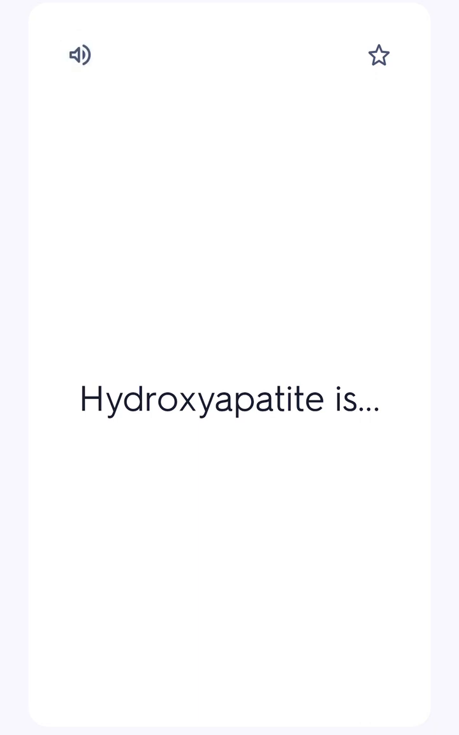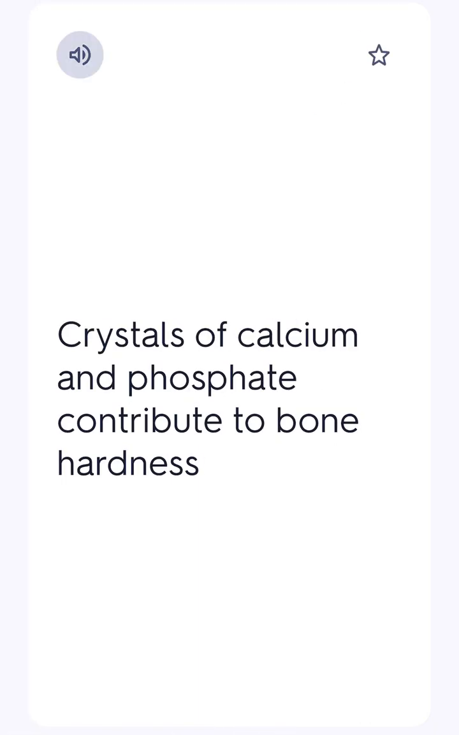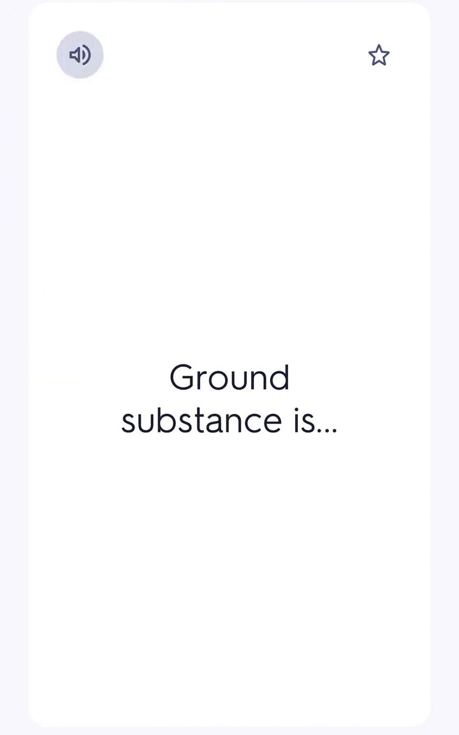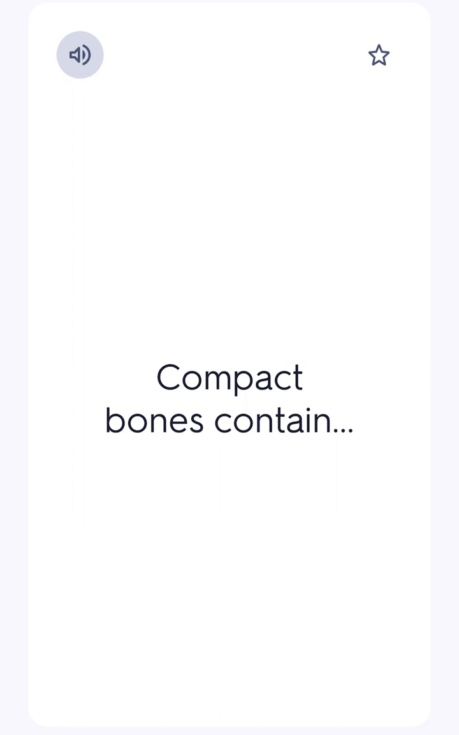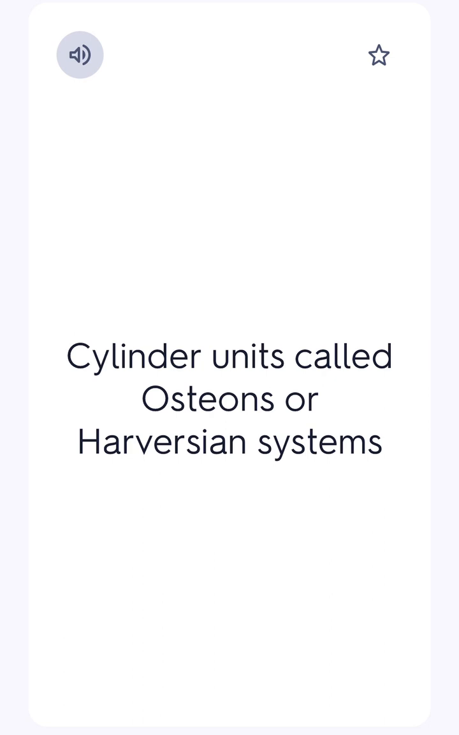Hydroxyapatite is crystals of calcium and phosphate that contribute to bone hardness. Ground substance is secreted by connective tissue cells and adds to the overall strength of the bone. Compact bones contain cylinder units called osteons or Haversian systems.